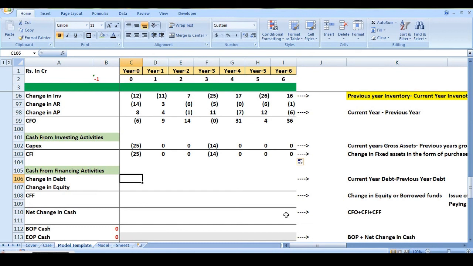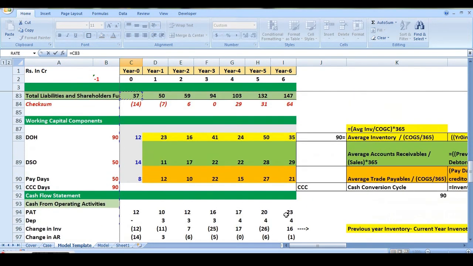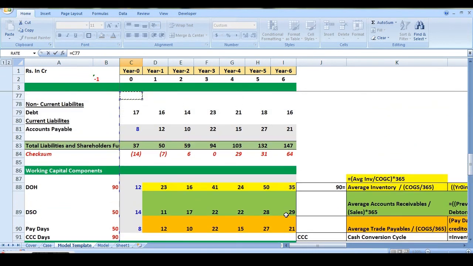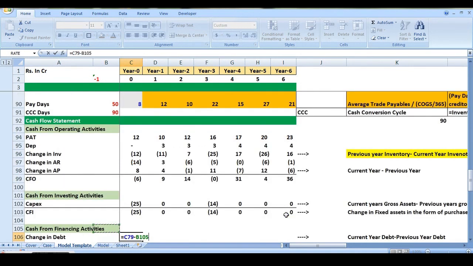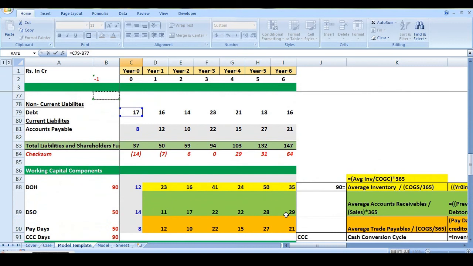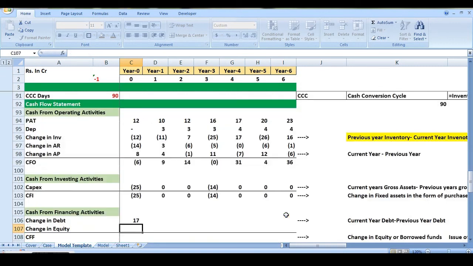Next component or segment in the cash flow statement is cash from financing activities, which records the change in equity values or debt values in the current period. And it is simply calculated as current year's value minus previous year's value. So we calculate the value of debt first as current year's debt. When we say debt, it is the closing value of debt that we record in the balance sheet. Current year's debt minus previous year's debt.